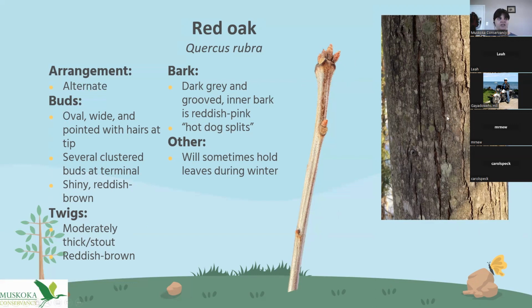And the coloration in those splits and cracks that are coming through tends to be a reddish pink color as well. And I've also added for our red oak that this is another one of our species, including other species of oak as well, that will also hold their leaves during the winter. Not as frequently as the American beech does, but they will quite commonly hold their leaves as well.